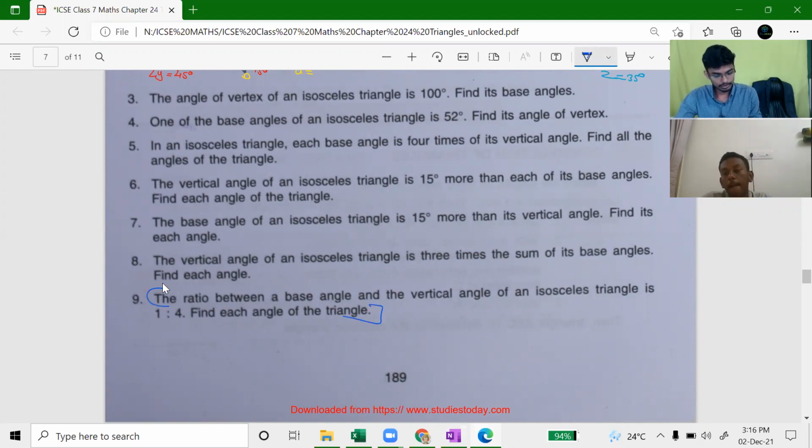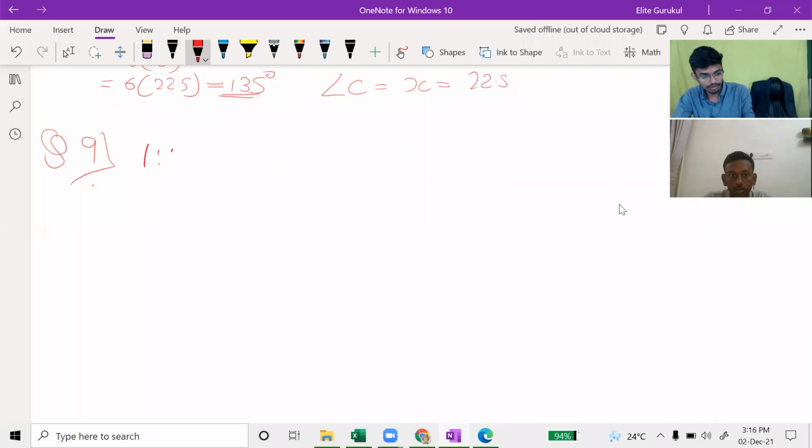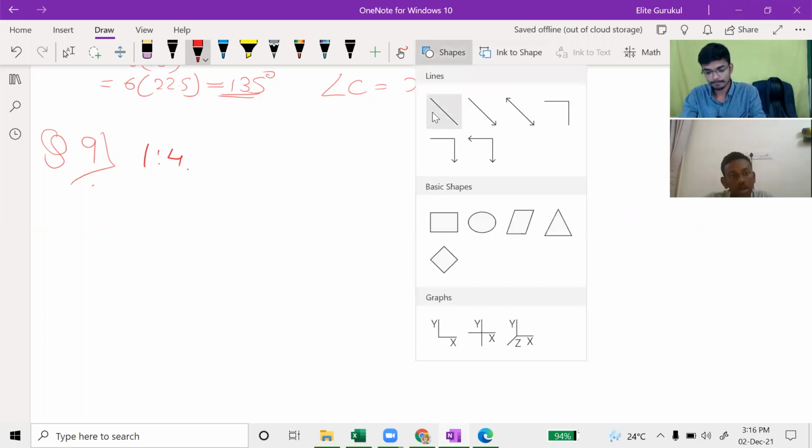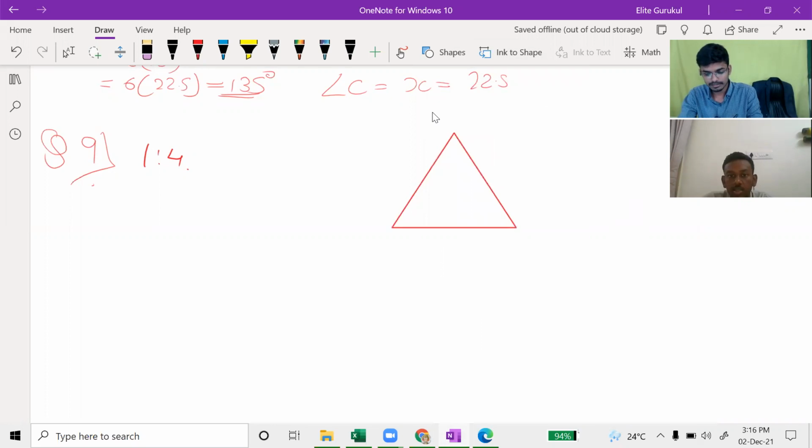They have given that the ratio of the base angle and the vertical angle is 1:4 respectively. Now tell me what they have told us. The ratio is 1:4. Now tell me first thing, do we know the angles? No, sir. So what we will do, we will consider it as x. Any doubt till here? No, sir.